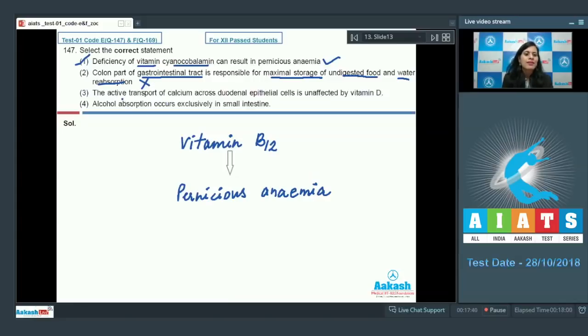The third option given is the active transport of calcium across duodenal epithelial cells is unaffected by vitamin D. And this is incorrect because deficiency of vitamin D affects calcium absorption. And this is an incorrect statement because vitamin D is essential for calcium reabsorption. The fourth option given is alcohol absorption occurs exclusively in small intestine, and this is also an incorrect option because absorption of alcohol occurs in stomach. So the correct answer for this question is option number 1. Let's move on to the next question.